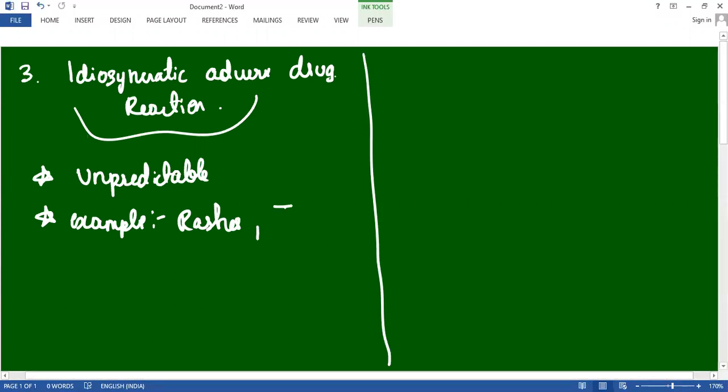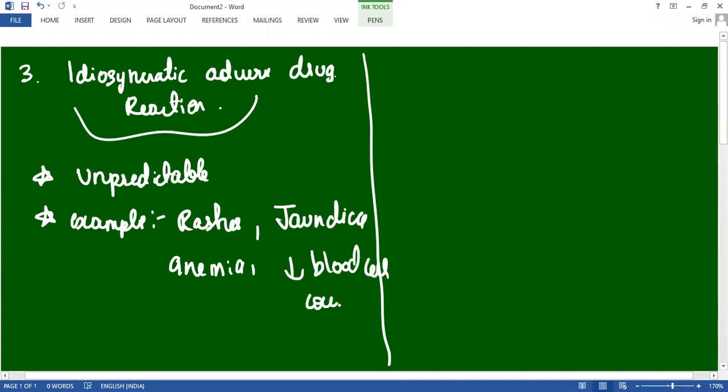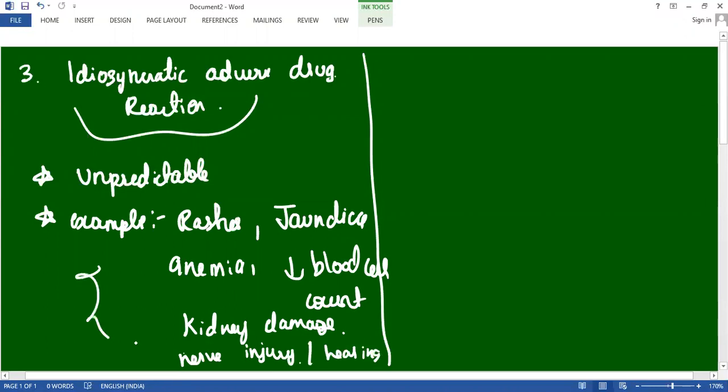So rashes, jaundice, anemia, and a decrease in the blood cell count. Also maybe kidney damage, nerve injury, maybe a hearing problem. So these are the common examples under this adverse drug reaction.